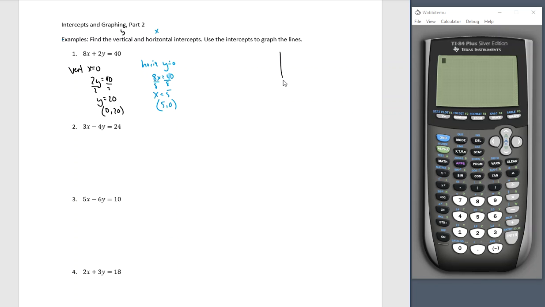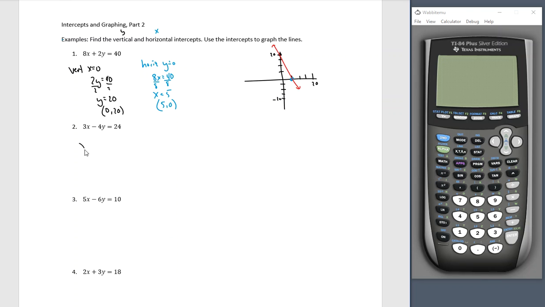So let's put up our coordinate system. Based on the values we have, I'm going to label everything by 5s. We have 0, 20, and we have 5, 0, and we can draw the line between them. There we go. We could graph using the intercepts if we're given an equation in general form.